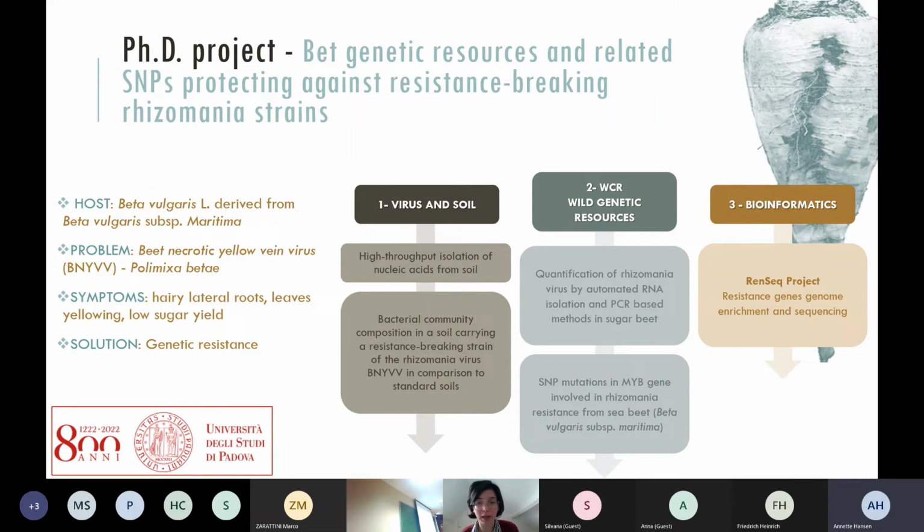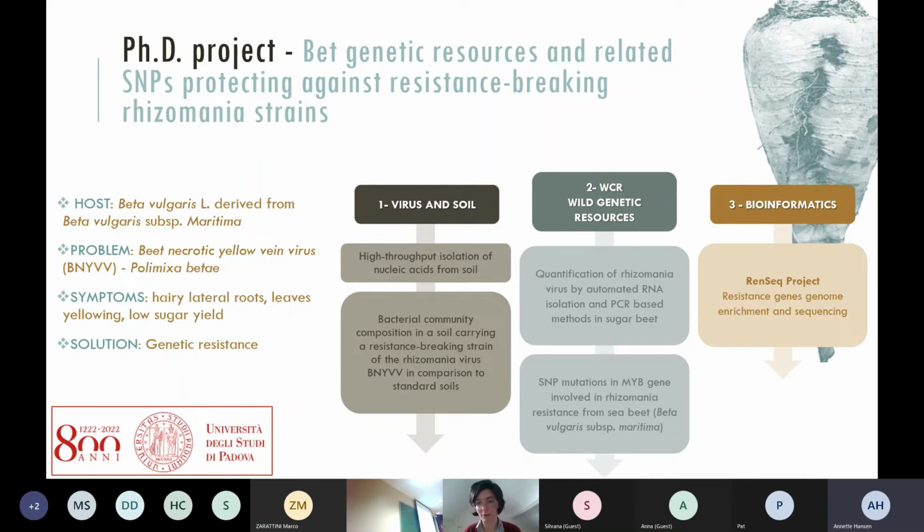So first, I developed a method for the quantification of rhizomania in the roots based on real-time PCR. This is very important because before this, just ELISA was used, and I think everybody now is quite familiar with these two tests because they are the same that are used for the quantification of COVID. So the fast sticks are based on ELISA, and if we want to go for the very informative and efficient test, we go for the PCR test.